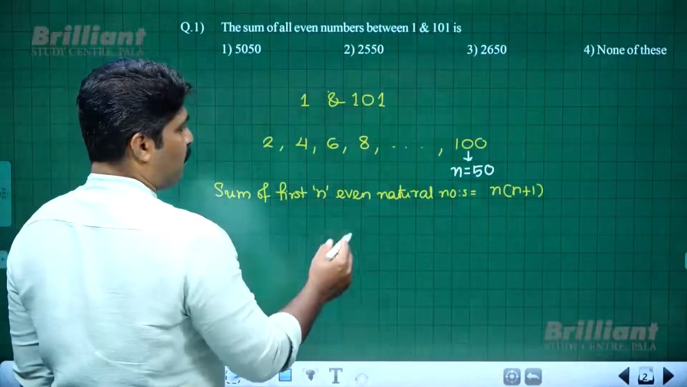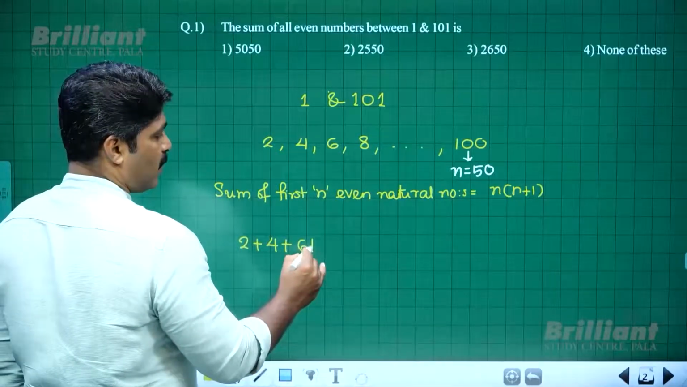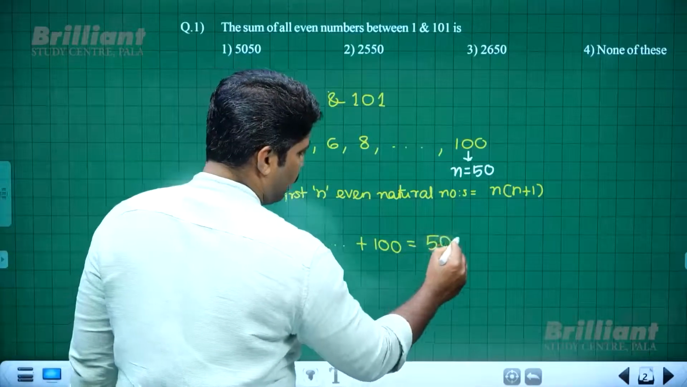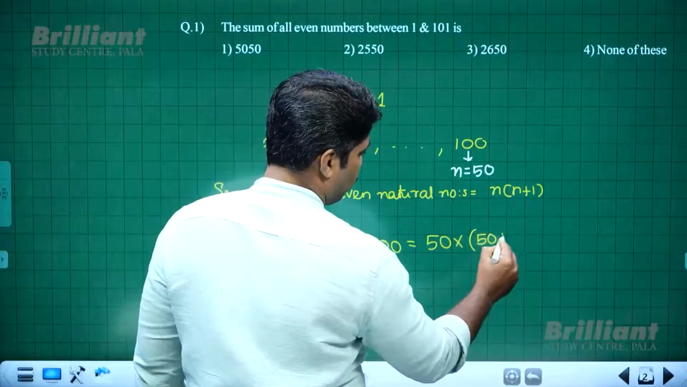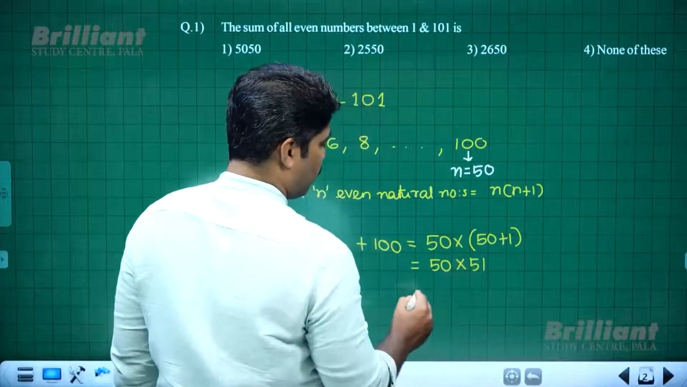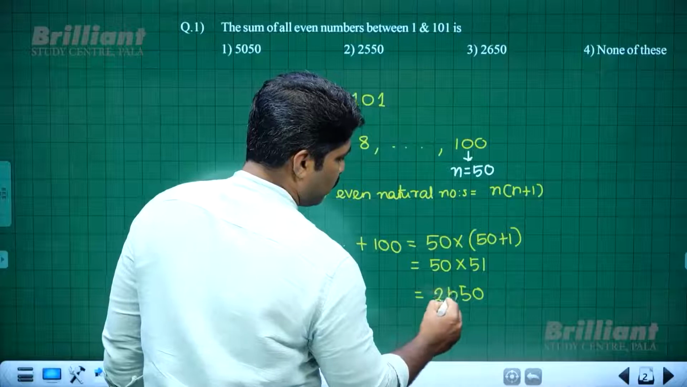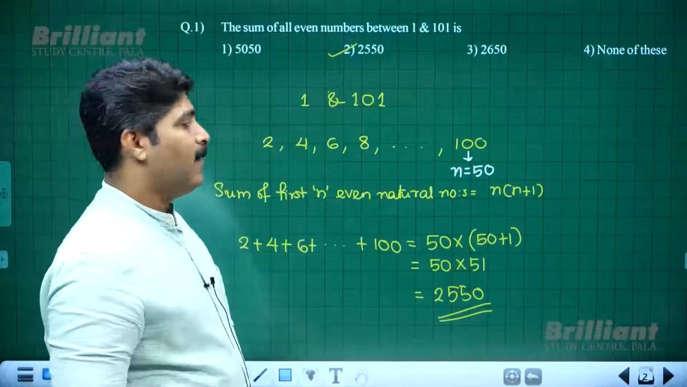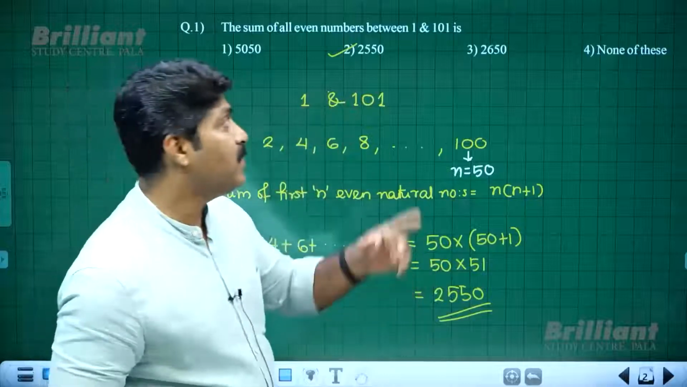Therefore, what is the sum of the first 50 even natural numbers? That means 2 plus 4 plus 6 plus etc. up to 100. That is 50 into 50 plus 1. What is 50 plus 1? That is 51. So this is 50 into 51. Cancel the 10, this is 5, this is 25. Got it? So the answer is 2550. This is the sum of the first 50 even natural numbers, considering the even numbers in this range.